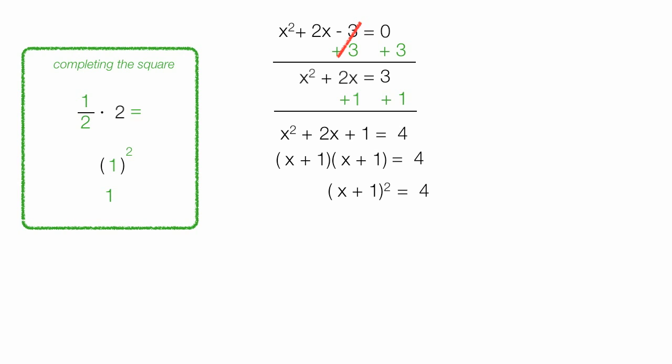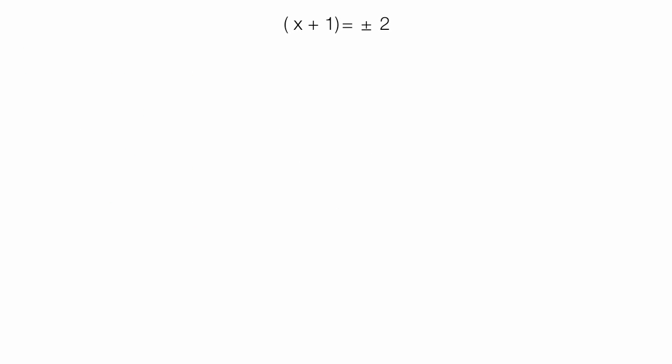Now I take the square root of both sides of the equation. And the square root of 4, I think, yes. Now I have x plus 1 is equal to plus or minus 2. And the reason for that is negative 2 squared is 4 and positive 2 squared is 4.